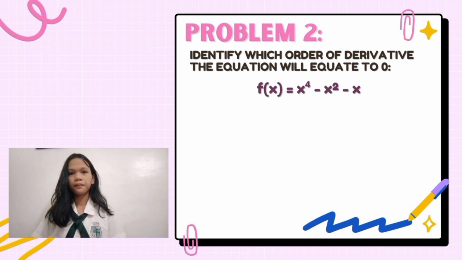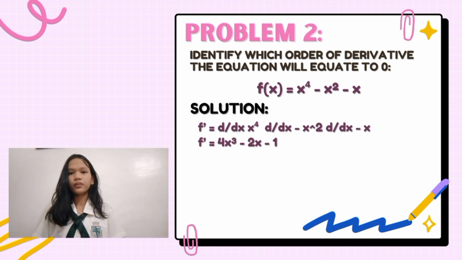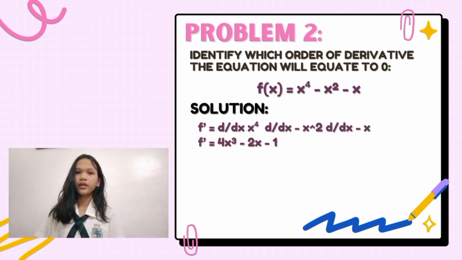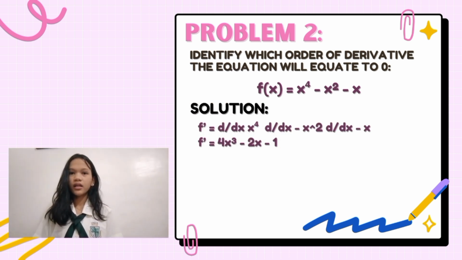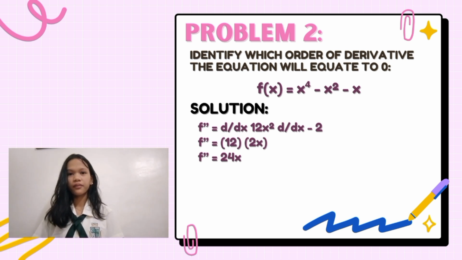Hello everyone, today we're going to determine which derivative of the function first equals 0. We start with the function f of x equals x to the fourth power minus x squared minus x. Taking the first derivative, we apply the power rule. The first derivative of x equals 4x cubed minus 2x minus 1. Since this is still a function of x, we will proceed to the next derivative. The second derivative of x equals 12x squared minus 2. It's still dependent on x, so we will continue.